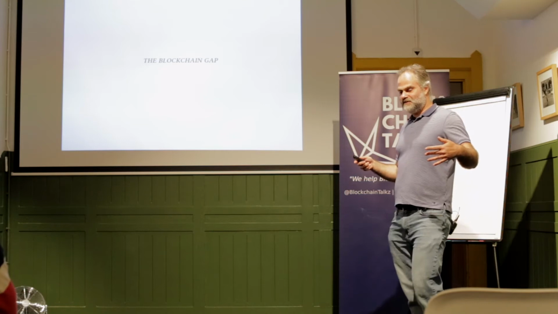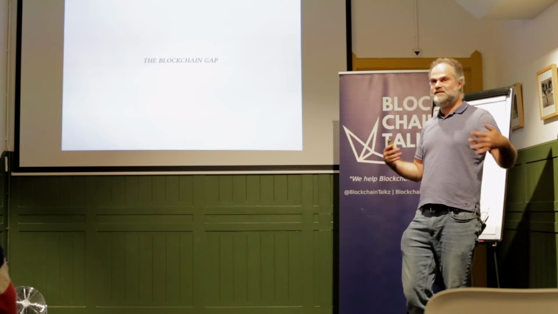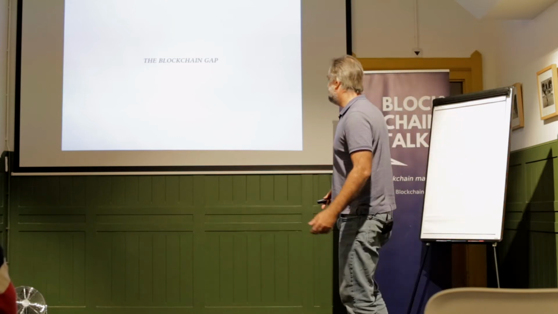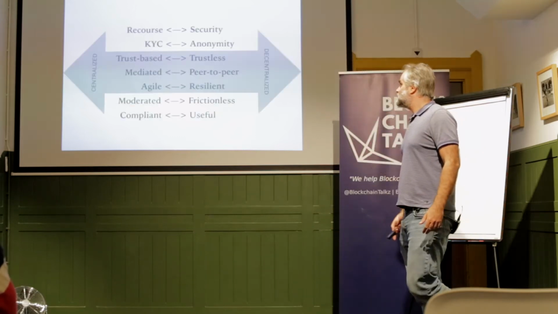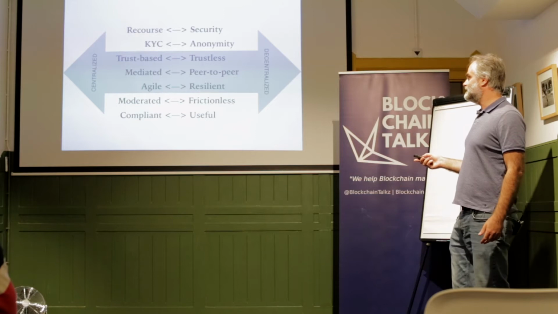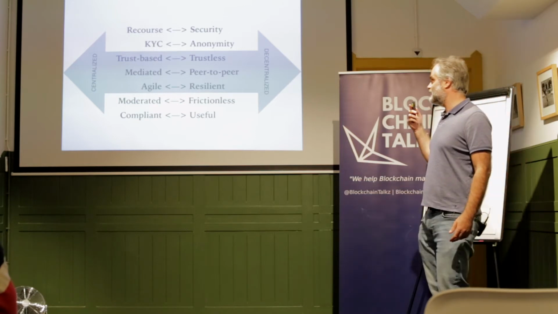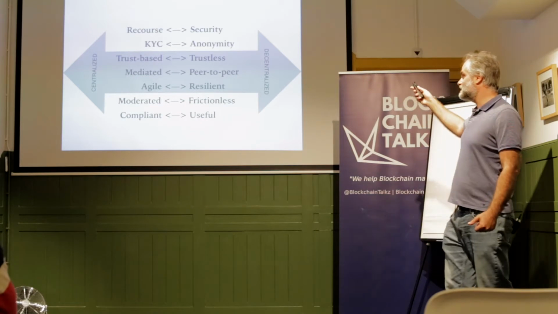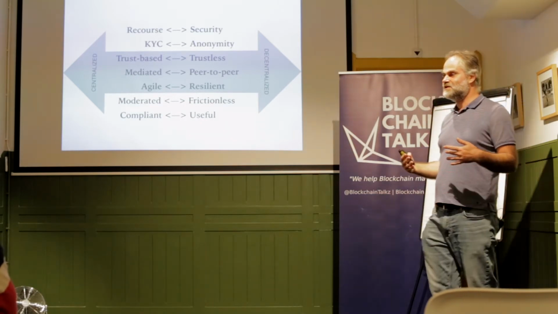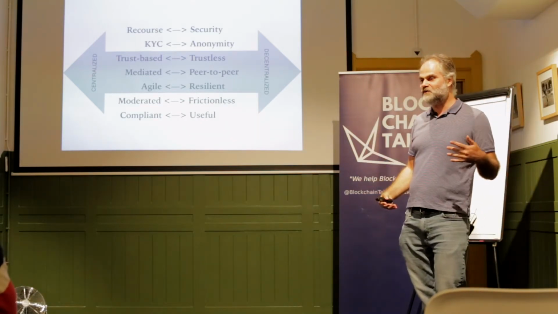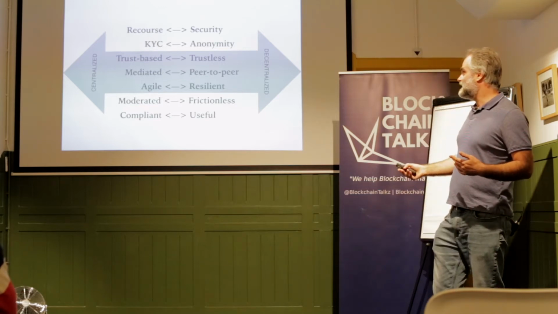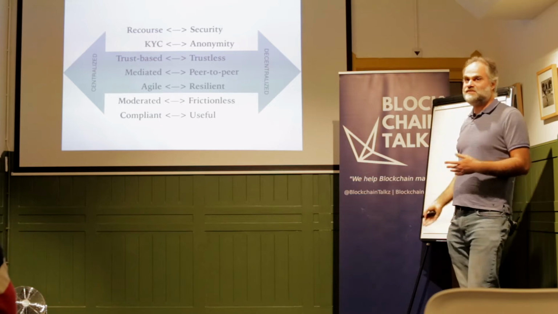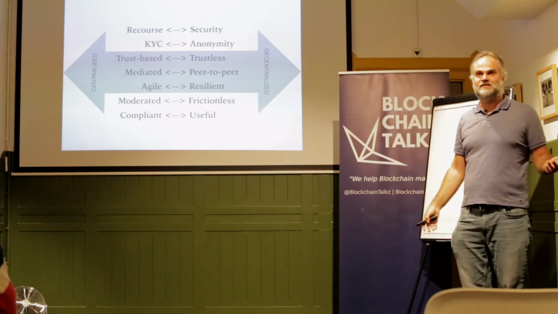The understanding of how the centralized and decentralized features interact together leads us to the idea of the blockchain gap, which is basically the notion that a lot of decentralized and centralized features are really at odds with each other, but in some ways are both useful. So, for example, if you have a lot of recourse, you don't have a lot of security. If you have a lot of security, you don't have a lot of recourse.